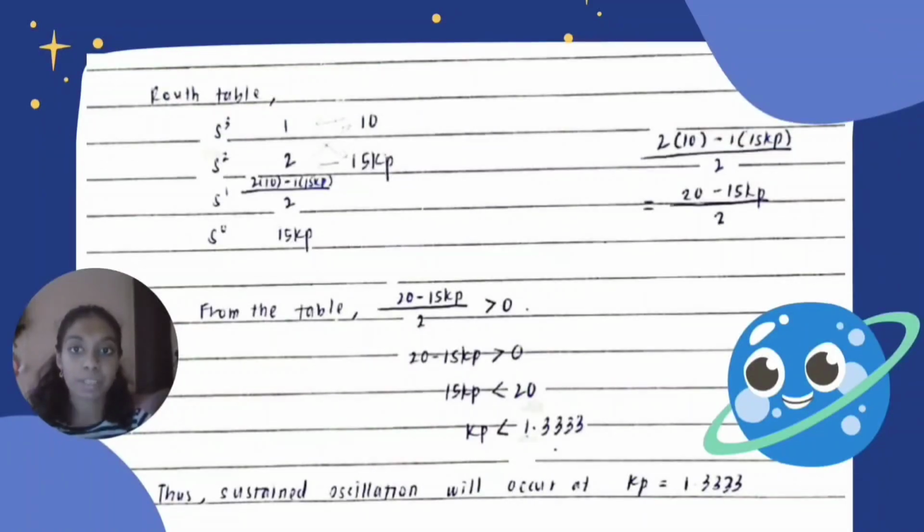So once after putting it in, we will get this equation: (20 minus 15 Kb) over 2 must be more than 0. So once after solving the equation, we'll be getting Kb less than 1.3333. So we can conclude that the sustained oscillation will occur at Kb equal to 1.3333.